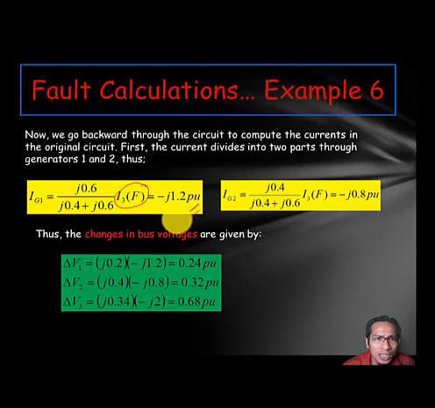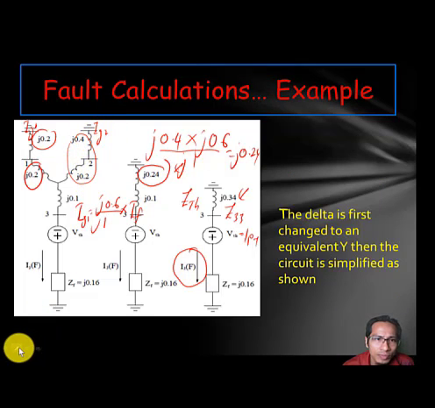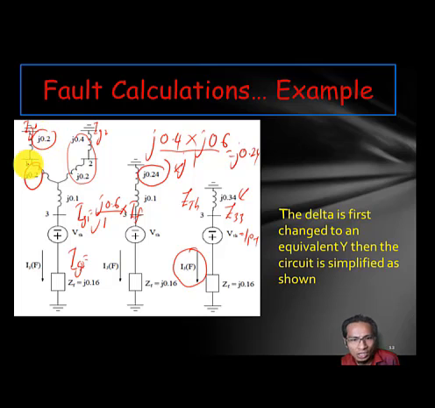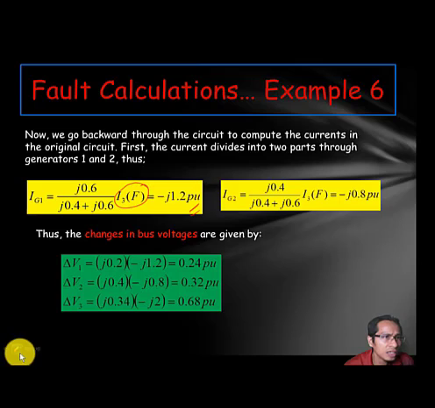Same goes for Ig2. To calculate Ig2, we use the current divider by using this impedance. Ig2 equals j0.4 over the total impedance of the two branches, this branch 0.4 plus this branch 0.6, which is equal to j1 per unit, times I fault 3. So that's why we get this equation. 0.4 over 1 times minus j2, we will get this value. So Ig1 and Ig2 are already calculated.